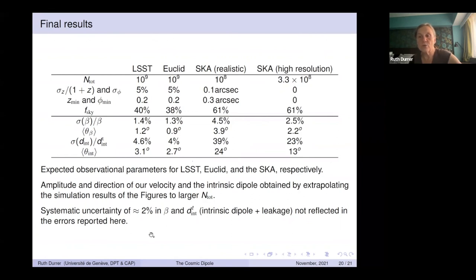We should also add maybe a 2% systematic uncertainty to beta and to the intrinsic dipole. The leakage actually can be corrected for to some extent. We do not include leakage errors in these errors here.